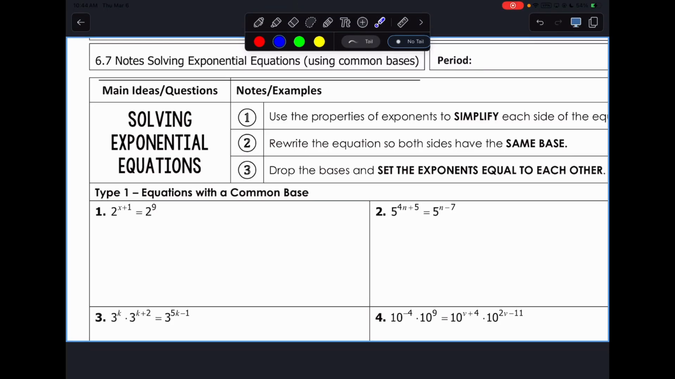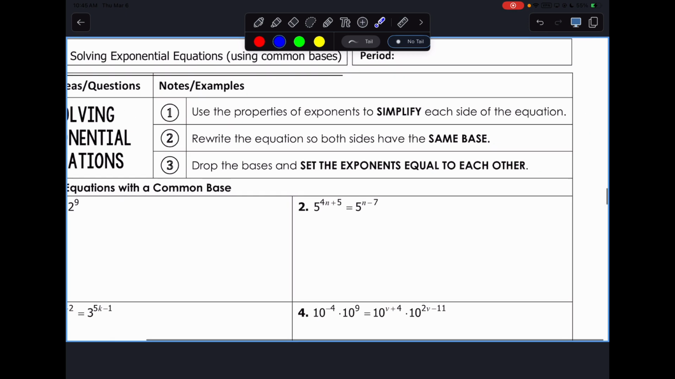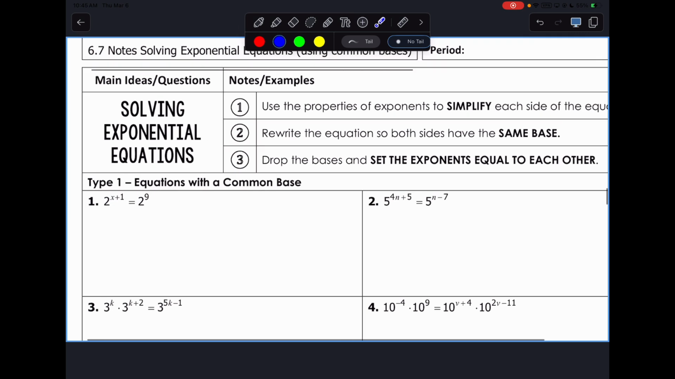You have to take these steps: use the properties of exponents to simplify each side of the equation. Those are the rules right there behind Theo on the glass. Exponent rules are what you want to use to simplify both sides, or each side, of the equal sign. Then you want to rewrite the equation so both sides have the same base.